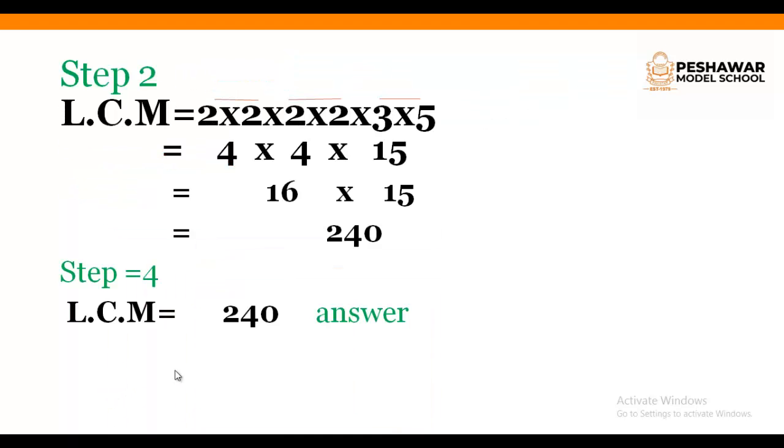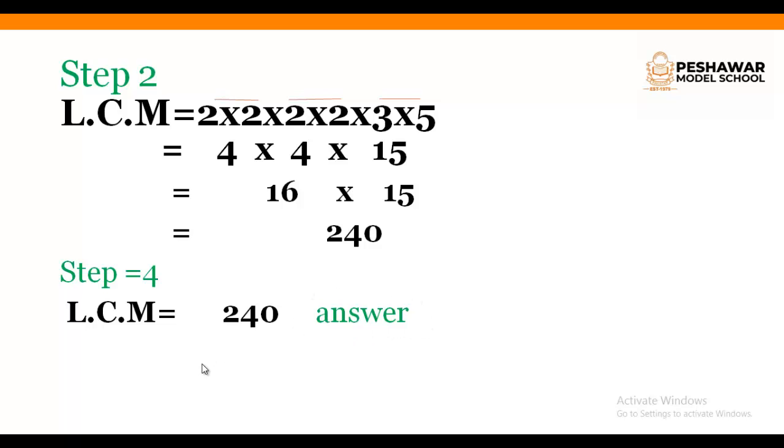I'm going to write them in a line, and for the 2s I'm going to make pairs of the numbers just to multiply. 2 2s are 4, 2 2s are 4, 3 5s are 15, 4 4s are 16, and 15 over here. Then you have to multiply 16 with 15, you will get 240. Don't forget to put the equal sign at the start of your line. So at the end, step number 4, you will get the LCM, and the LCM is 240. This is your answer.